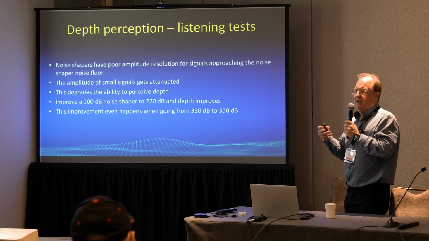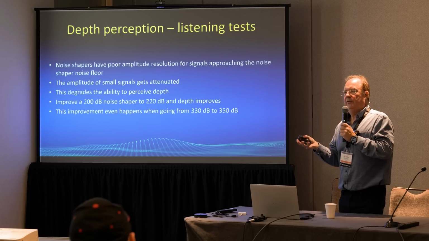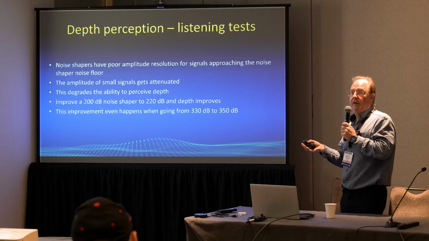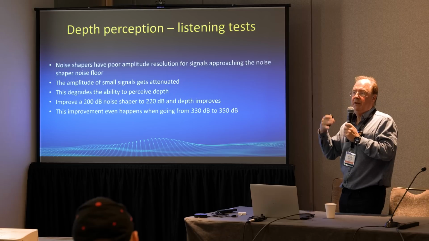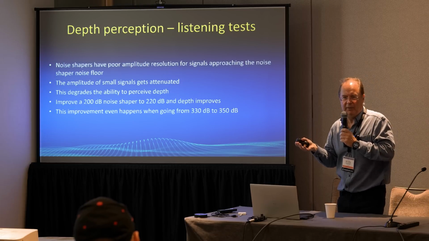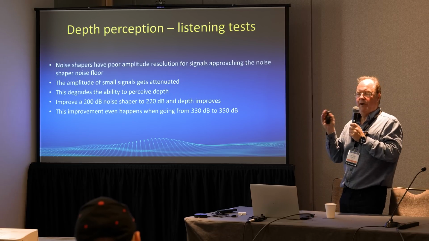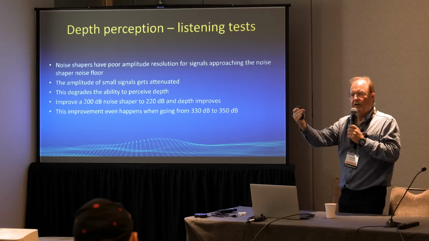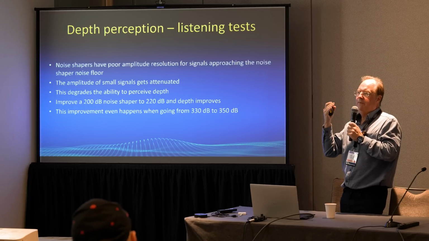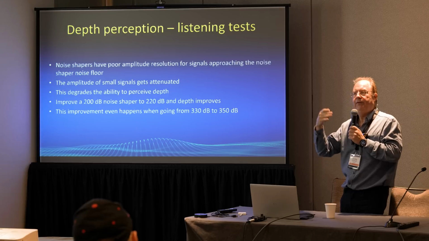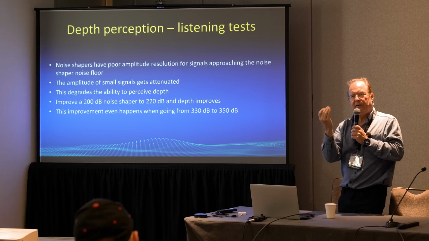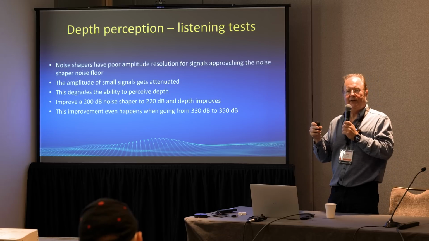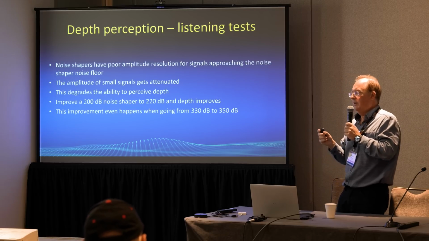And the reason I know this is important subjectively is that when I was developing Dave, I had 200 dB noise shapers. That was what I considered to be the best. Who needs better than 200 dB noise shapers? And with Dave, I went from 200 to 220, heard an improvement in depth, and eventually went from 330 dB performance to 350 dB performance, and you could still hear a tiny improvement in depth perception. So that's how I know that testing for minus 301 dB is actually important.